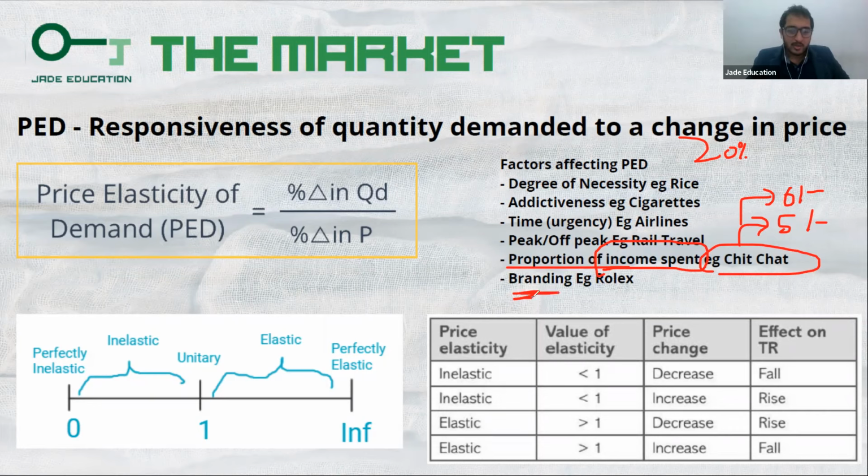And of course, branding. Now, Rolex, a very inelastic brand. If they increase their prices from 1 million to 2 million, people will still buy it. They can increase by 100%, by a million, and they'll still buy it.